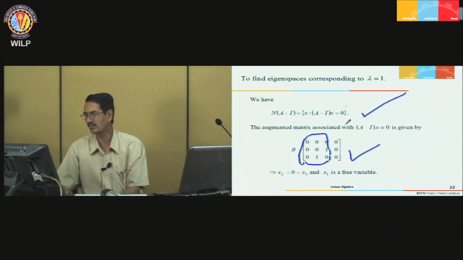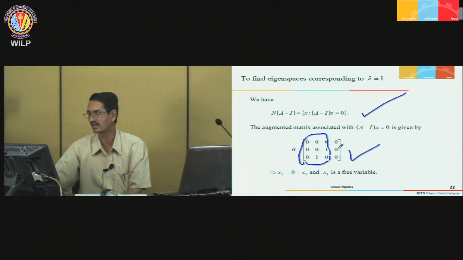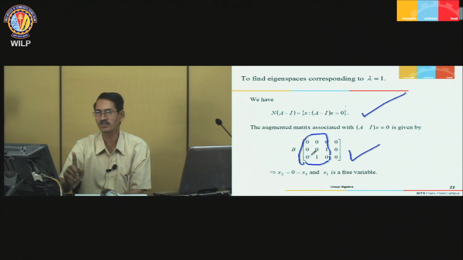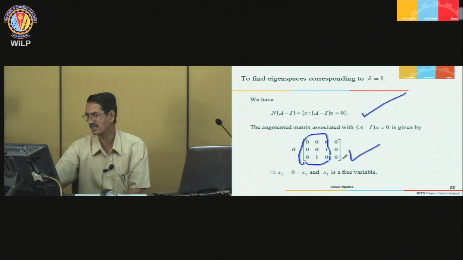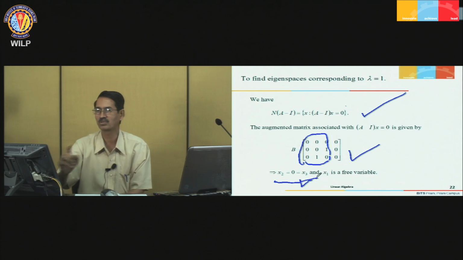See what this means. From the first equation I am getting 0 equals 0, so no problem at all. From the second one, 0 into x1 plus 0 into x2 plus 1 into x3 is equal to 0, so x3 is always 0. The last equation is 0 into x1 plus 1 into x2 plus 0 into x3 equals 0, so x2 is 0. So x2 is 0 and x3 is 0.